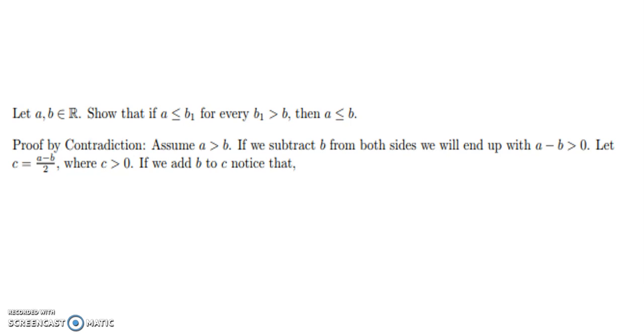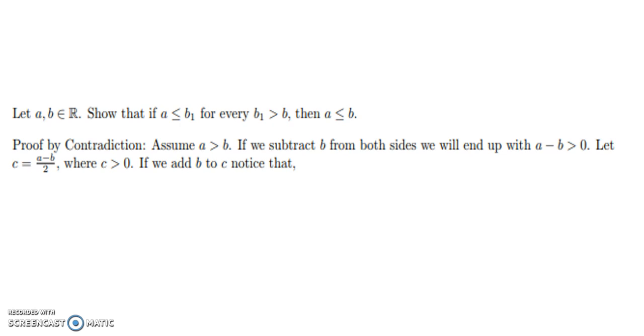We're going to want to prove this by contradiction. So in order to prove this by contradiction, we want to assume that A is not less than or equal to B. So we will assume that A is greater than B. If A is greater than B, then we can subtract B from both sides, where we end up with A minus B is greater than 0.